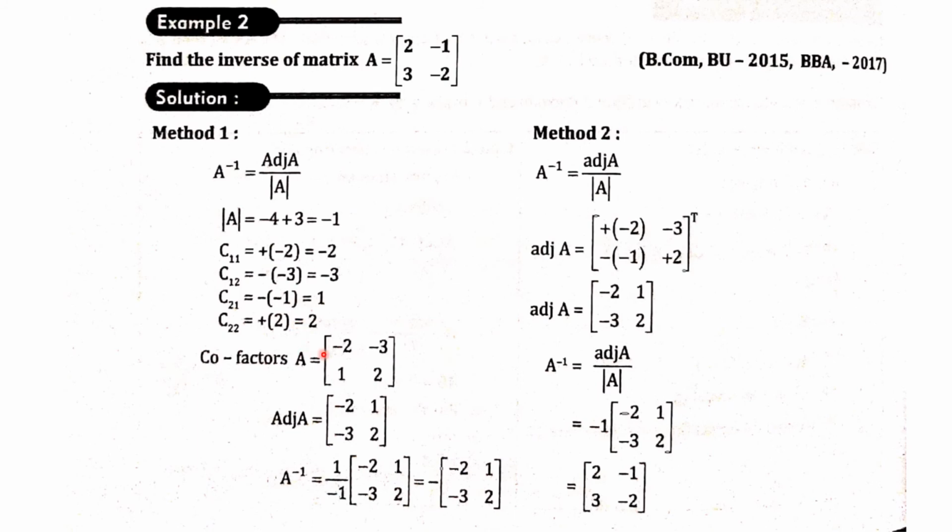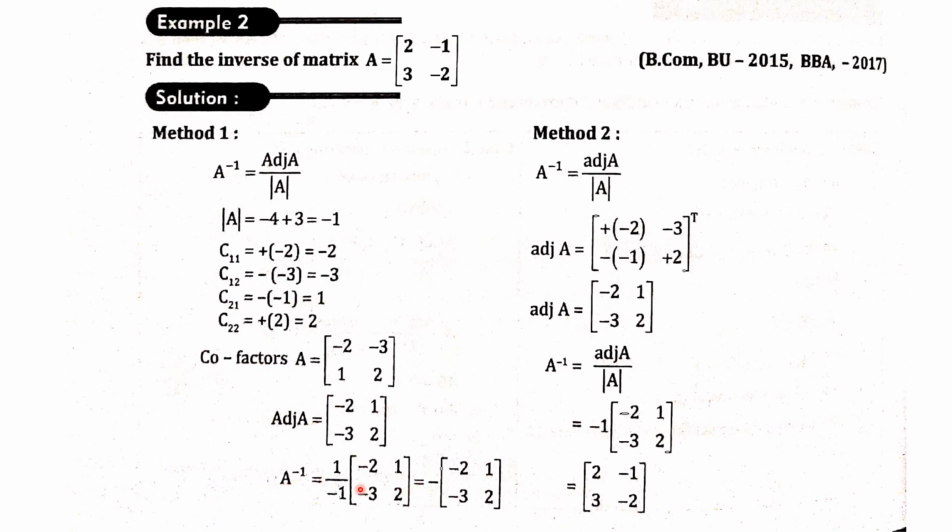So next find out the cofactors. You have found there minus 2, minus 3, 1 and 2. So for this adjoint A, you have to interchange rows into columns. So minus 2, 1, minus 3 and 2. Next, inverse, you have a formula: adjoint A divided by determinant. So the adjoint value is minus 2, 1, 3 and 2, and you have a determinant as minus 1. So instead of writing divided by minus 1, you can write 1 divided by minus 1.